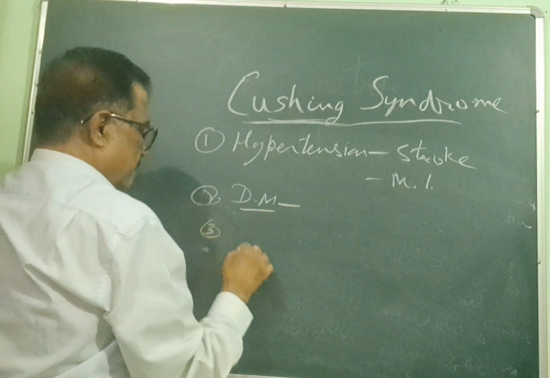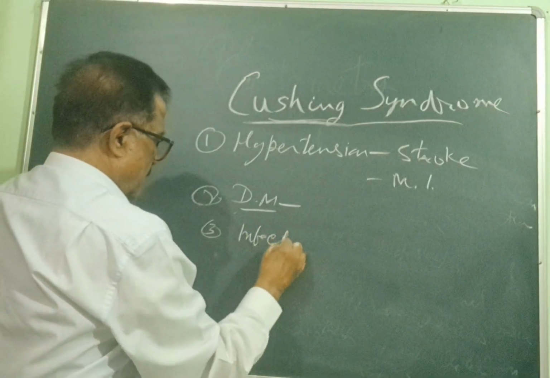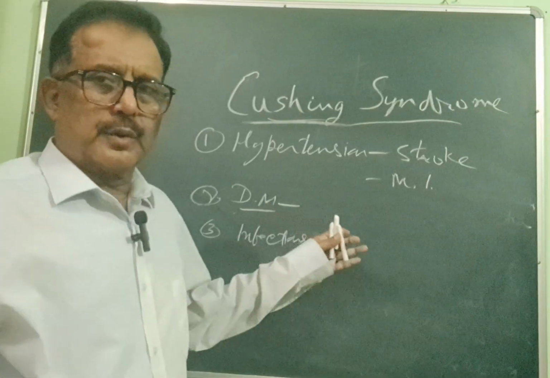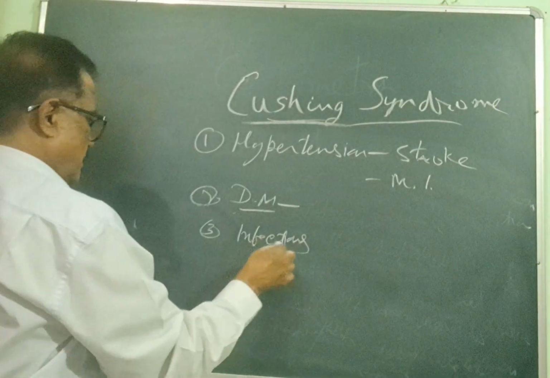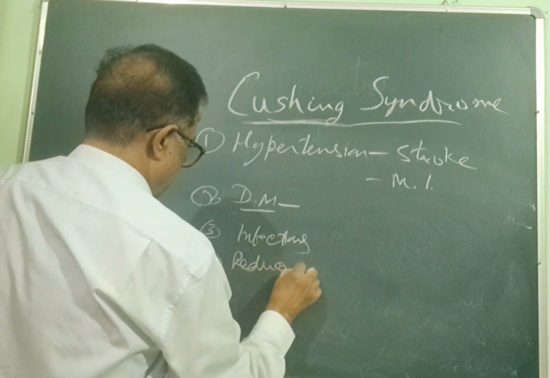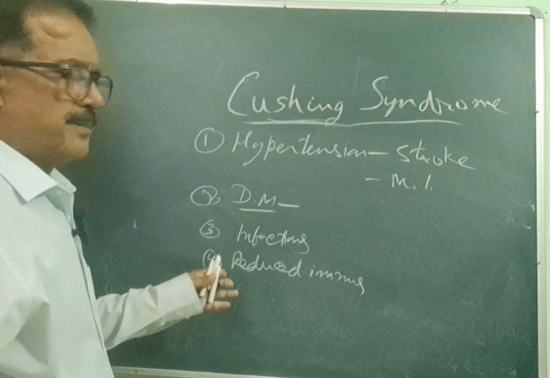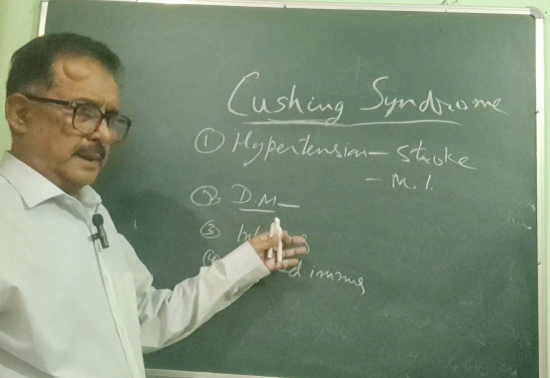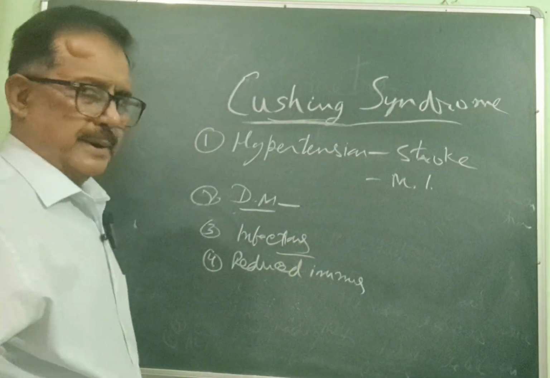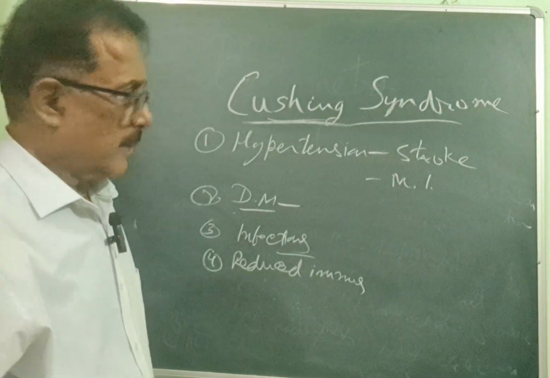Number three, as immunity is reduced, infections. Infections may be due to reduced immunity and due to diabetes mellitus. Mainly hypertension, diabetes mellitus, including their complications, infection and reduced immunity. These are the long-term effects of Cushing syndrome.